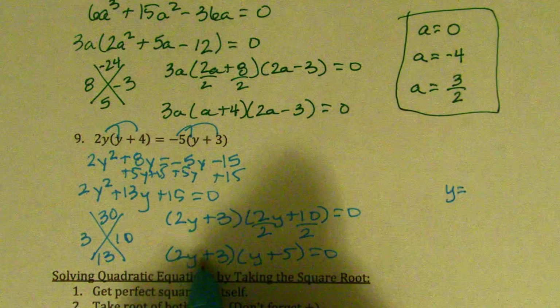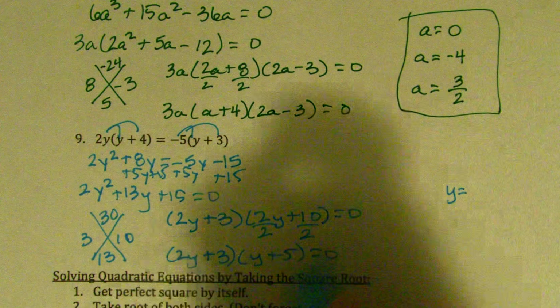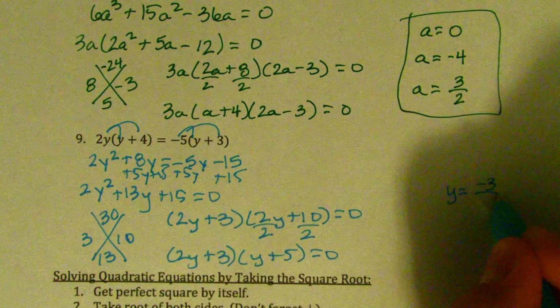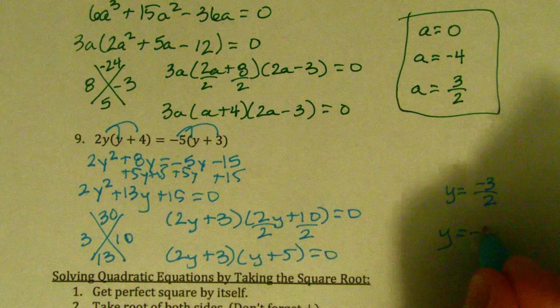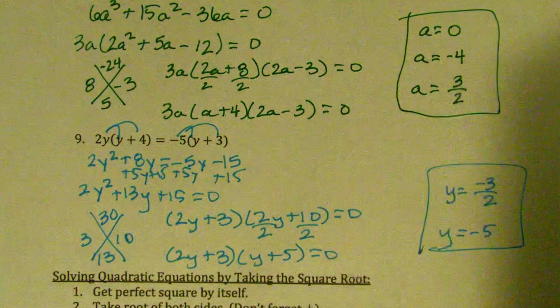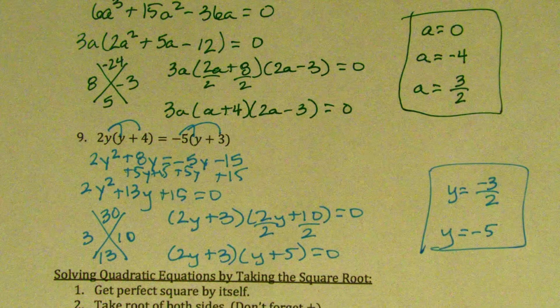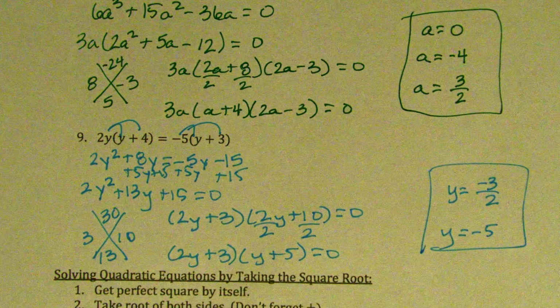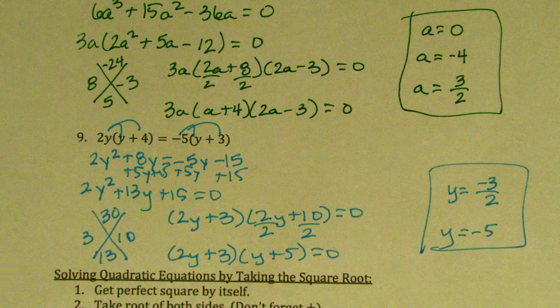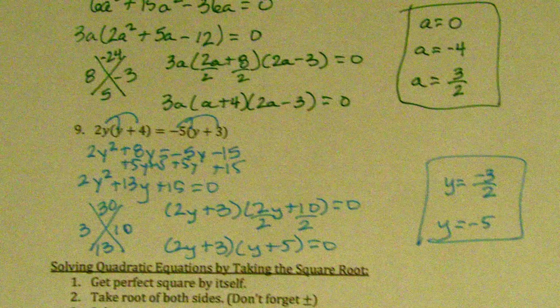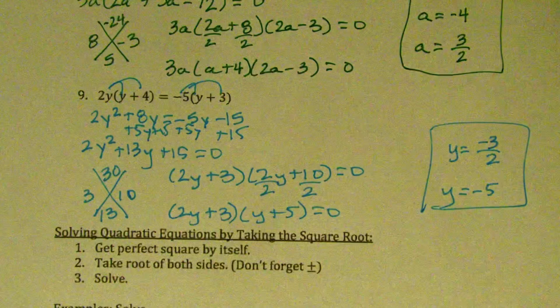Here I'm going to set that equal to 0, subtracting 3, dividing by 2, y equals negative 3 over 2. And setting this equal to 0, y will equal negative 5. So that is our first set of quadratic equations. In the next video, we will look at a couple more methods for solving quadratic equations, first off by taking the square root.